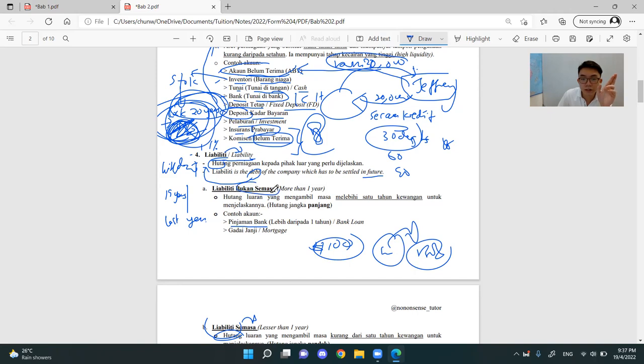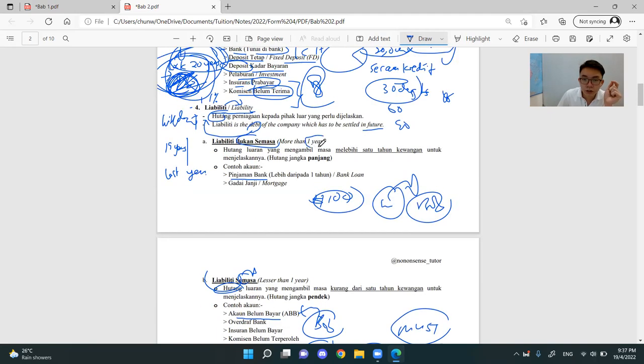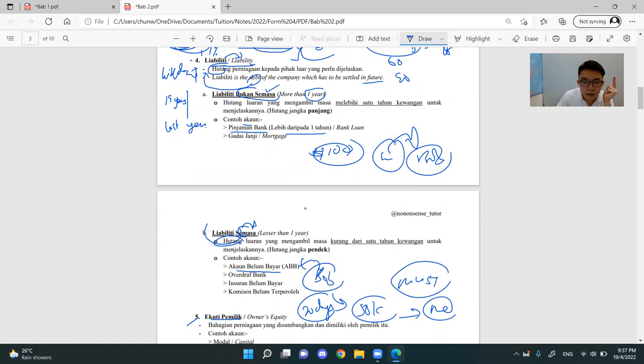We got liability bukan semasa and liability semasa. And same thing, we use the year, satu tahun, to differentiate them. So bukan semasa means more than a year. Pinjaman bank normally ialah liability bukan semasa. When I say normally, meaning sometimes it might be a liability semasa. If your pinjaman is lebih daripada setahun, then it's bukan semasa. But if your pinjaman is lesser than a year, then you have to put it here. So this normally is a short term pinjaman. Satu tahun, 6 months of pinjaman, then it is a liability semasa.